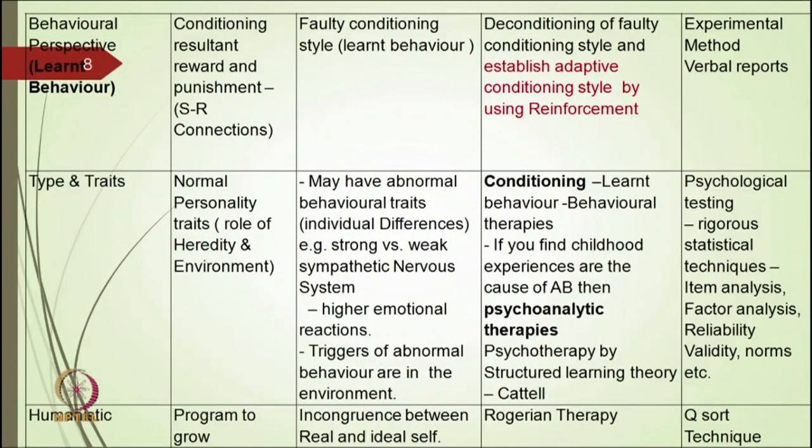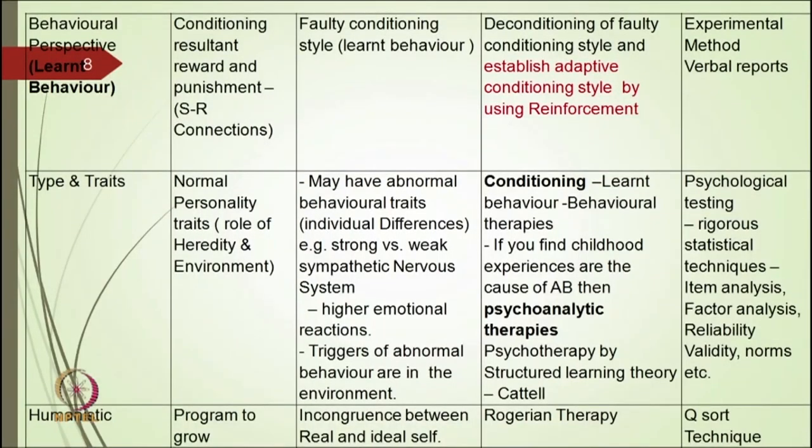Another perspective is the humanistic perspective. This perspective is very important for us because it's the historical background of positive psychology. Here we just know what it means when we say normal behavior, what are the causes of abnormal behavior, and what is their therapy to treat abnormal behavior and their technique. And in detail, it will be discussed later.